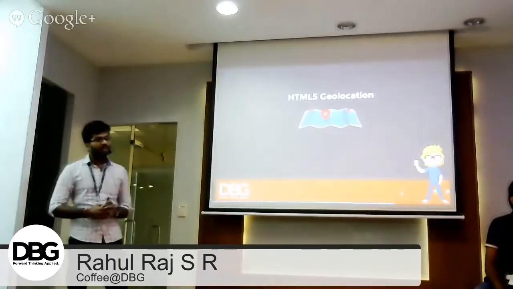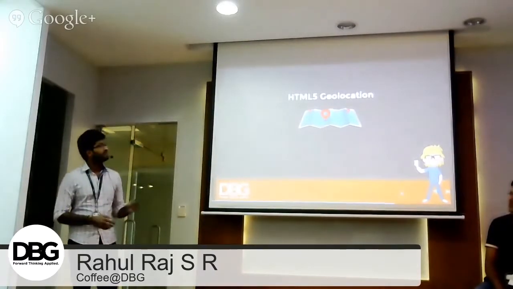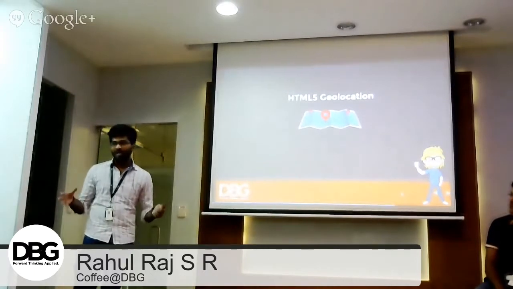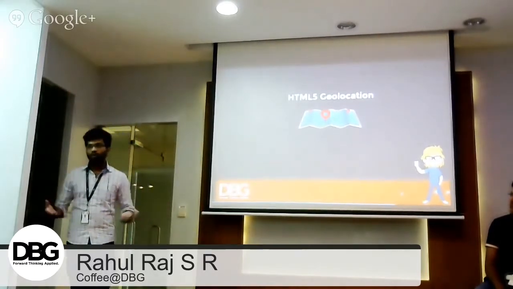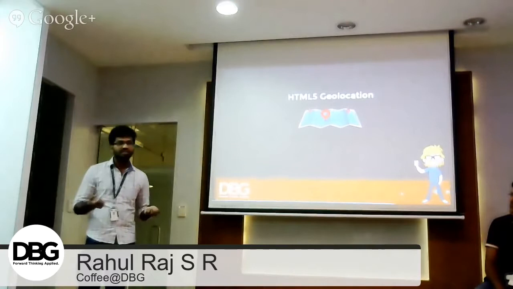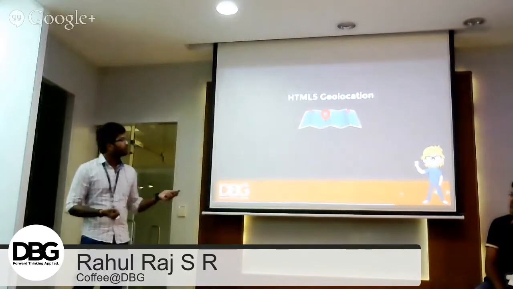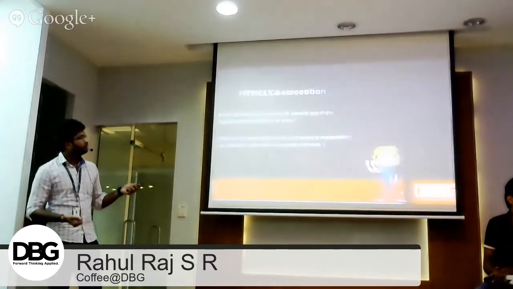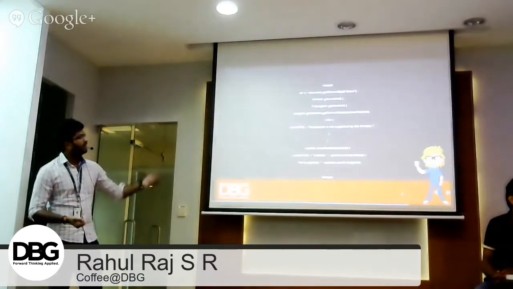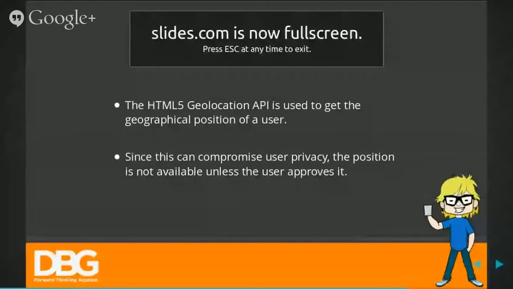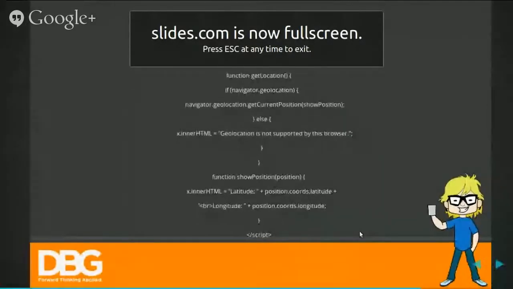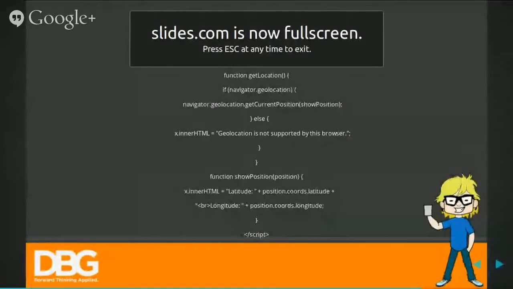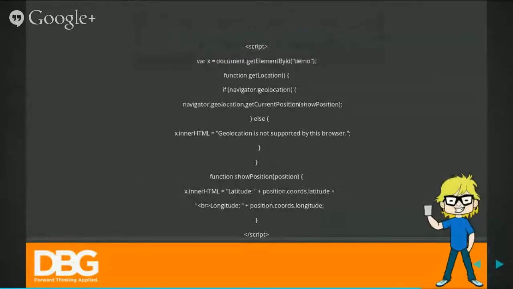And next comes geolocation. This is another interesting feature in HTML5. This is an API which is used to get the end user's location. For that we need to give a simple script. It will get the longitude and latitude position of a particular user, unless the user has to give the permission. The user has to approve it.